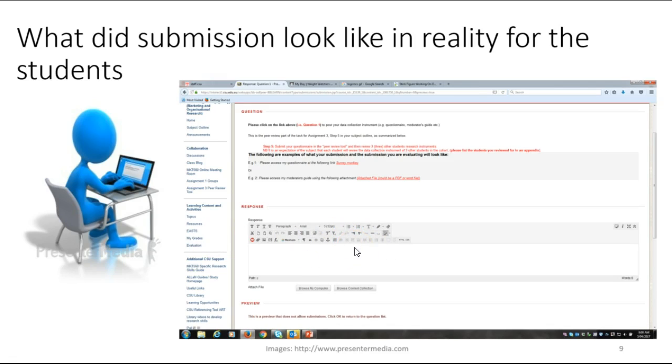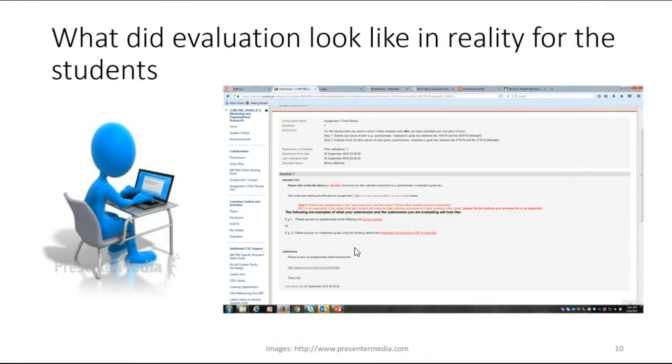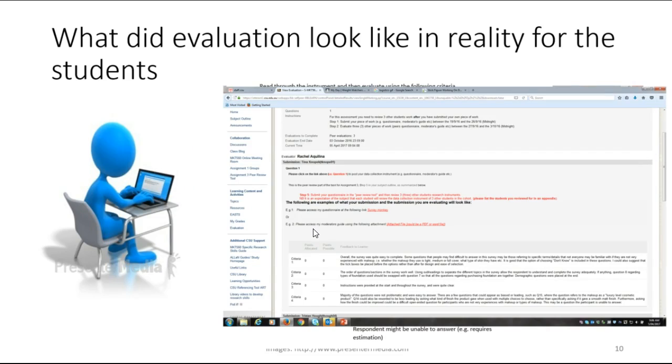Now it might have been a PDF, it might have been through SurveyMonkey, however they chose to do it. Now once that was done, what did evaluations look like? So students would go in here and click on this link provided by students in the submission section. Then they would evaluate it using these 4 criteria. Now they were set up in Interact 2, but I couldn't show you that.